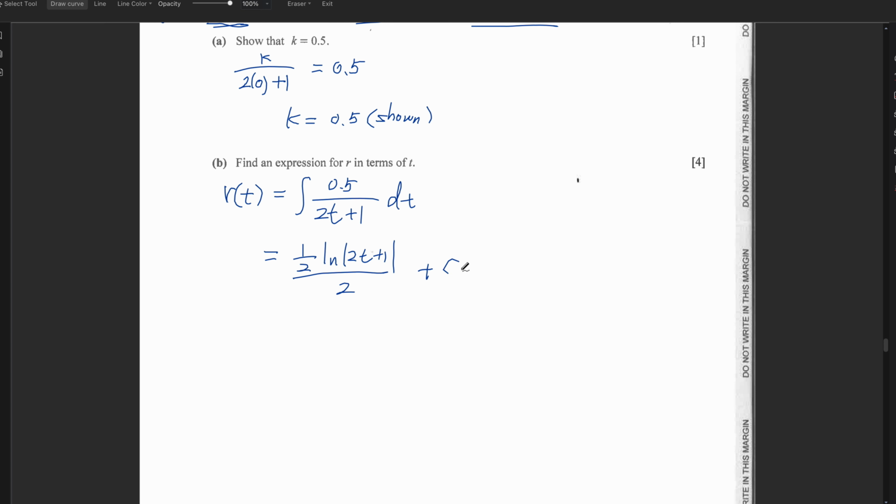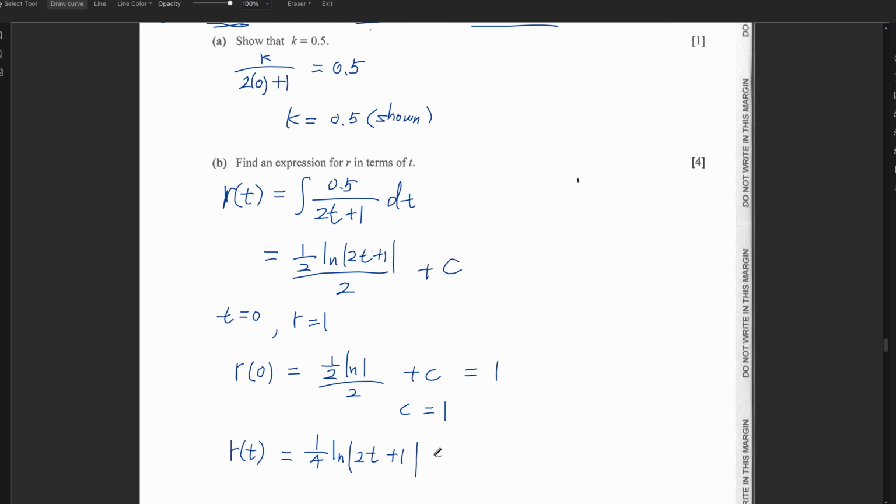Plus c. It also says when t equals 0, r is 1. When we sub t equals 0 into the r formula, we will get r(0) equals half ln 1 divided by 2 plus c equals 1. So c equals 1 because ln 1 is 0, and r(t) can be written as 1/4 ln(2t plus 1) plus 1.